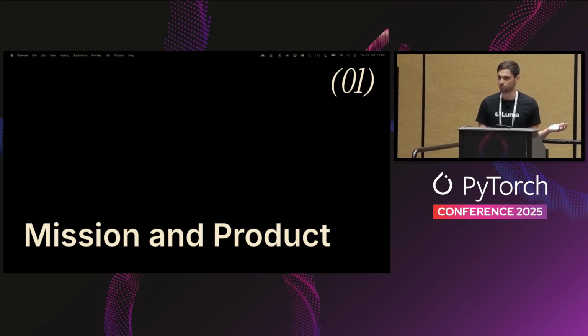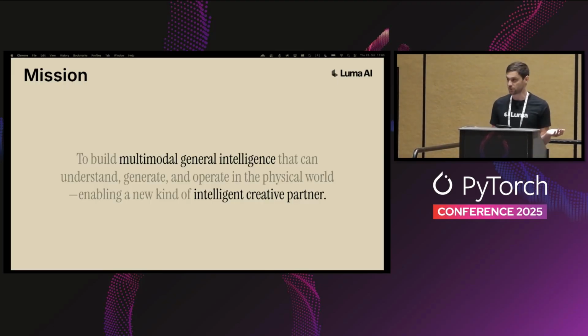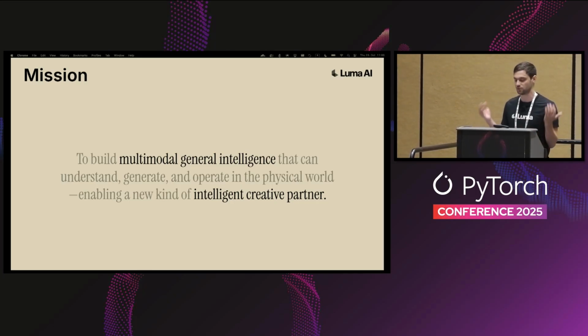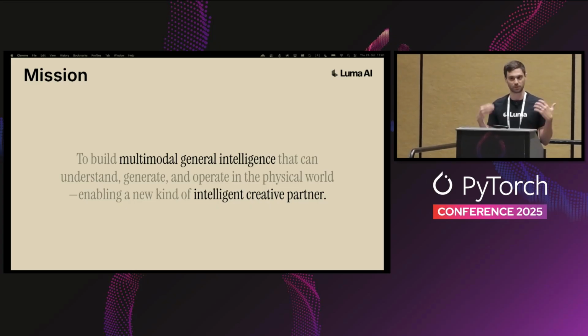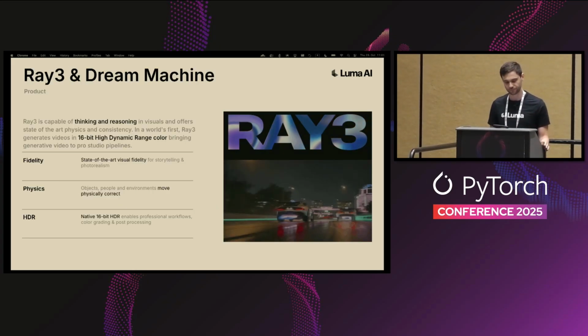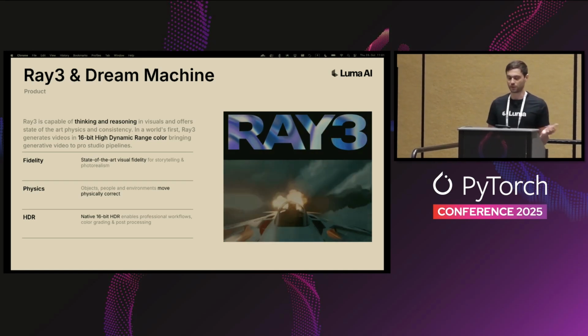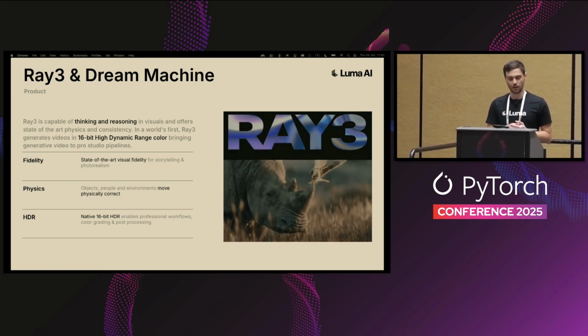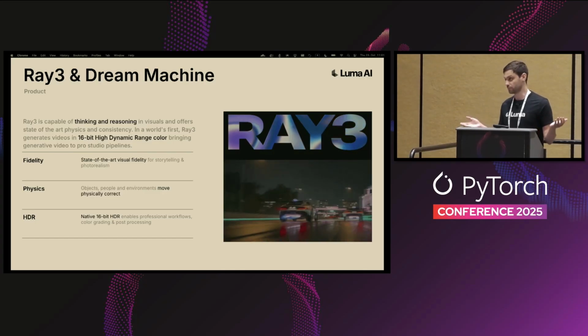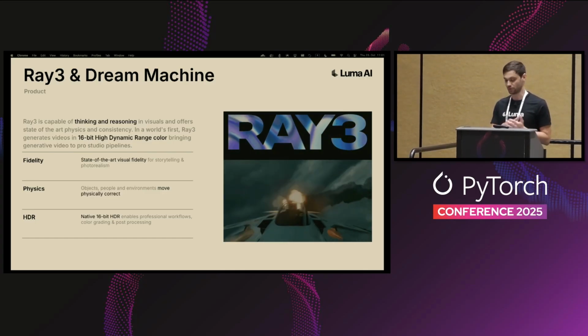So first, what do we do at Luma? Our mission is to build multimodal general intelligence that can understand, generate, and operate in the physical world, enabling a new, intelligent, creative partner. We are focusing on multimodality because we see the most potential there to actually unlock new creative models. About a month ago, we released Ray 3, which is our state-of-the-art video generative model. And we integrated that into our product, Dream Machine. If you want to check it out, feel free to do so later.